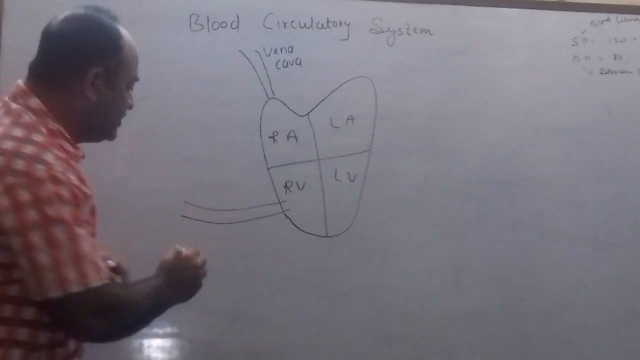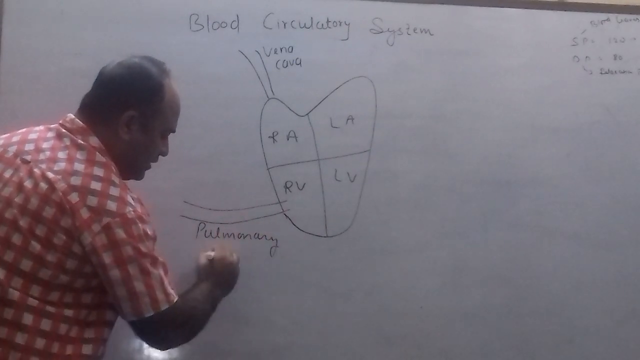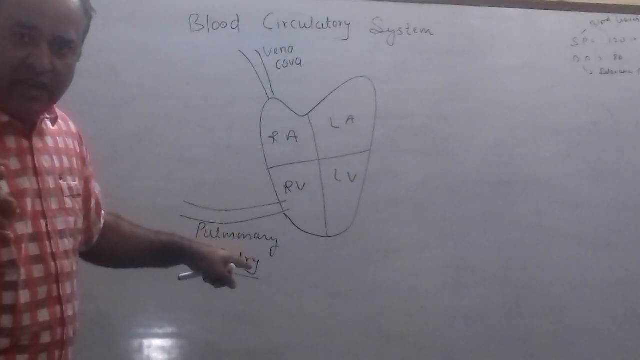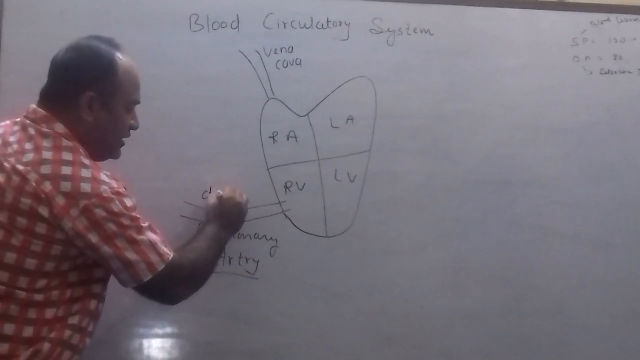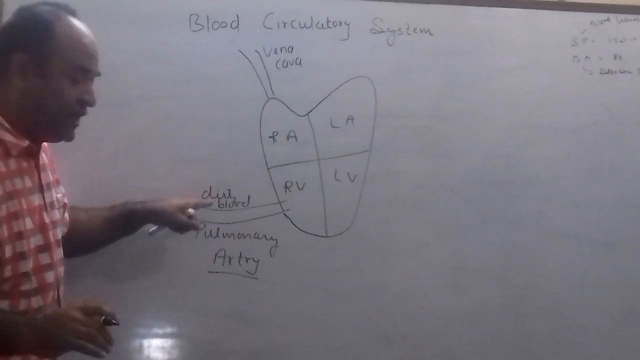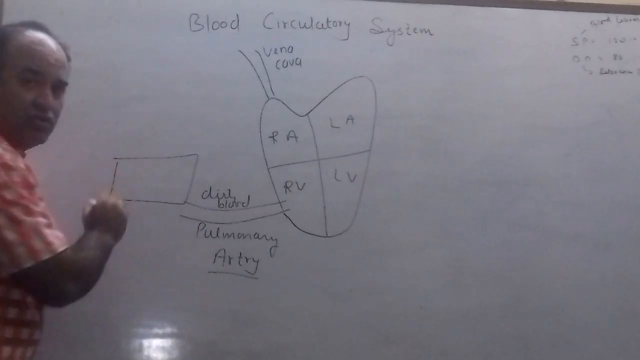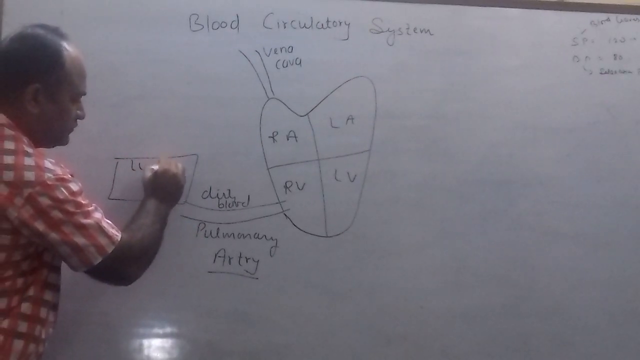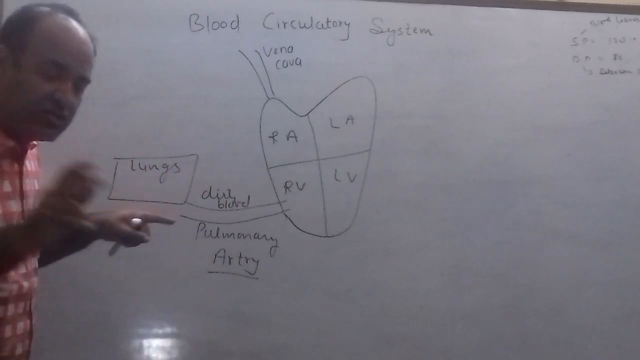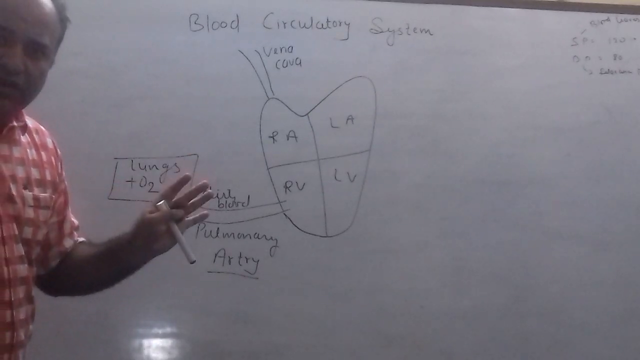From the right ventricle, a pipe will come out, which is known as the pulmonary artery. Through the pulmonary artery, the dirty blood will go to the lungs. In the lungs, the blood will get oxygen, and from here the blood will get purified.